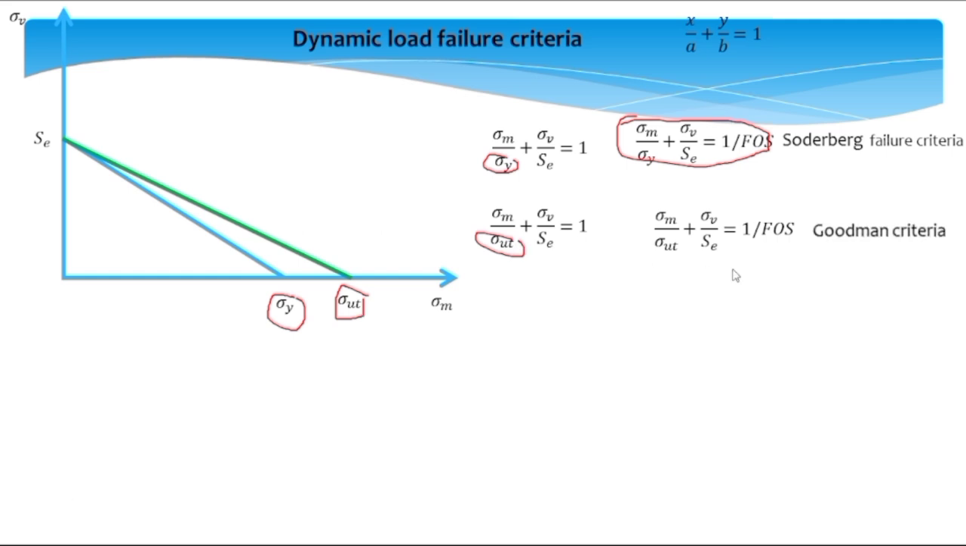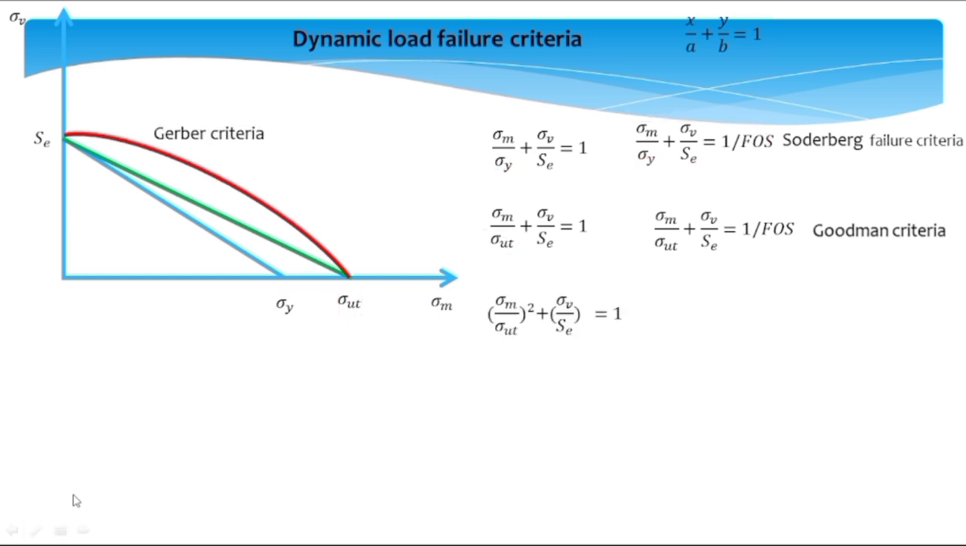Now let's talk about another criteria, which is Gerber criteria. According to Gerber, he did many experiments and he came to know that even above this Goodman line, for example this point, the body that he tested was safe, and through his experiments he came to know that the body will be safe under this parabola, and for that parabola he gave this equation. And if you want to be more safe, this will be the Gerber criteria with the factor of safety. Divide this with the factor of safety and this with the factor of safety, and when you simplify you will get this equation.